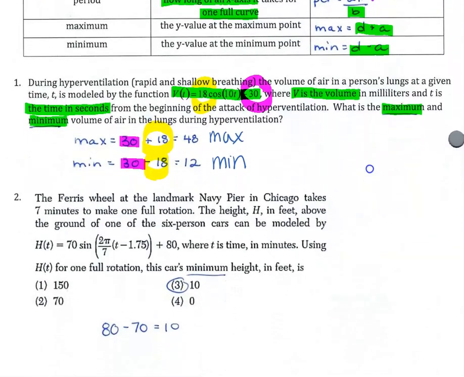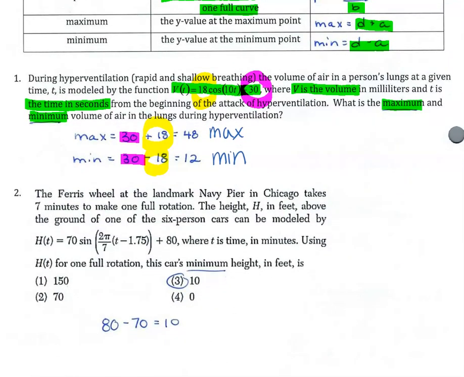All right, our next problem here. The Ferris wheel at Landmark Navy Pier in Chicago takes 7 minutes to take one full rotation. The height h in feet above the ground of one of the 6-person cars can be modeled by the following function, where t is time in minutes. Using h of t for one full rotation, this car's minimum height in feet is. So what I want to point out here is they gave you a ton of information and honestly a crazy looking graph, but ultimately it just wants to know the minimum height.